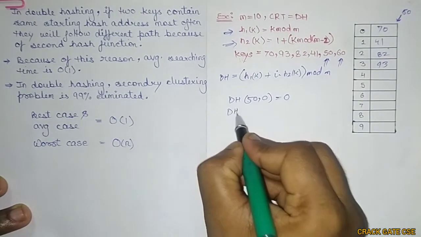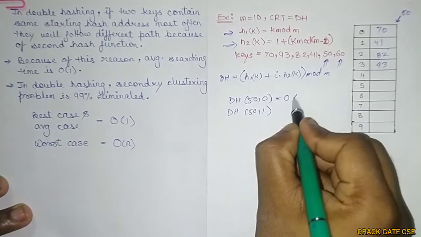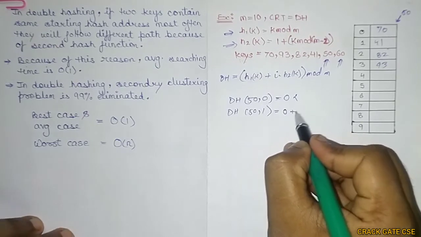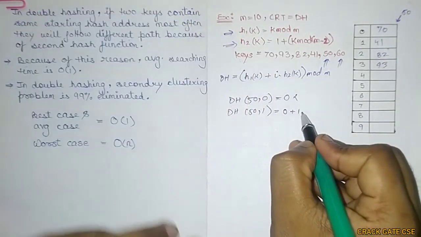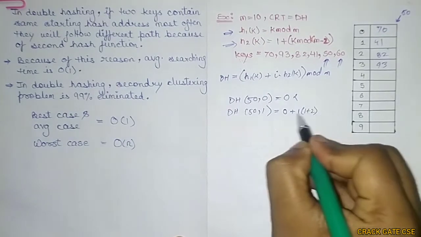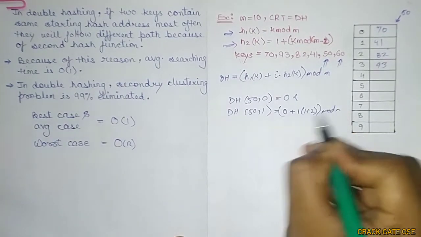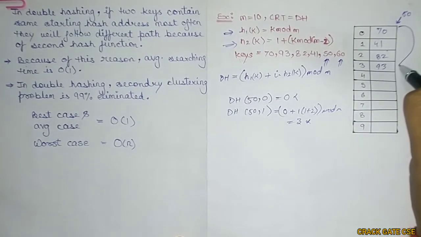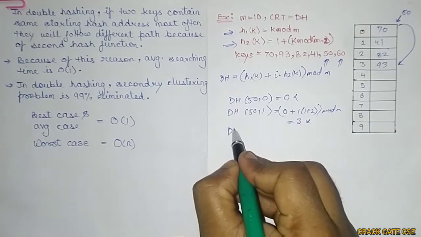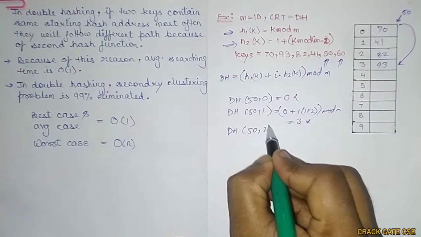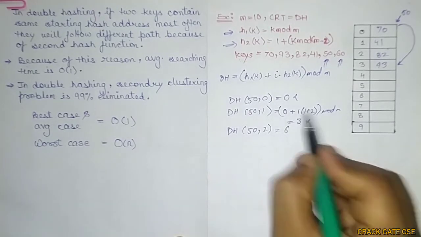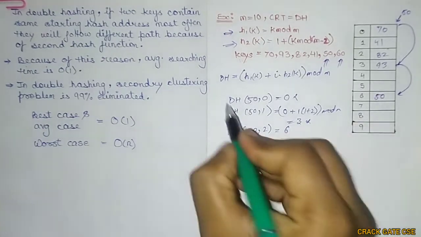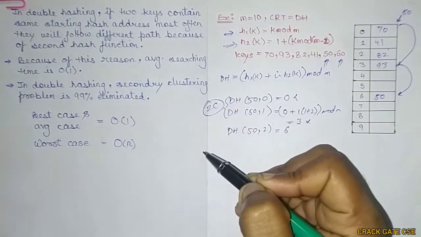Now if you find out double hashing for 50 comma 1, because there is a collision, we will be incrementing the value of i. So it will be 0 plus 1 times h2, which is 1 plus 2, mod m, so it will be 3. So again we got a collision. After the 0th place, it will be moving on to the 3rd place. Now we will again increment the value of i, and it will be 6, because 3 into 2 is 6. So it will be stored at the 6th place, right? So how many collisions? 2 collisions for 50.